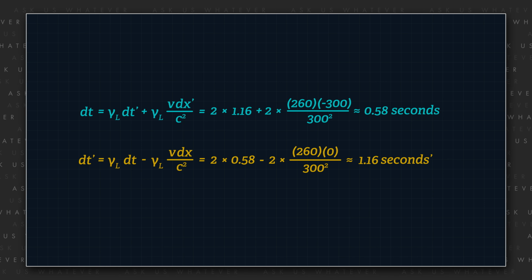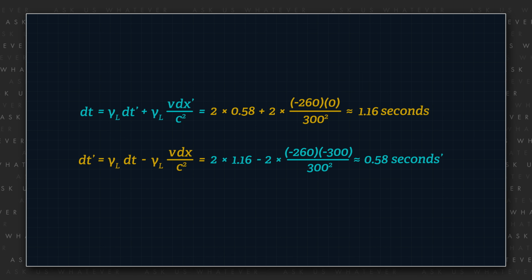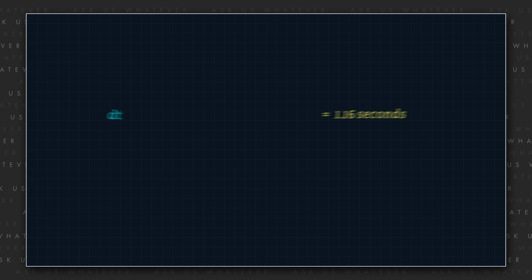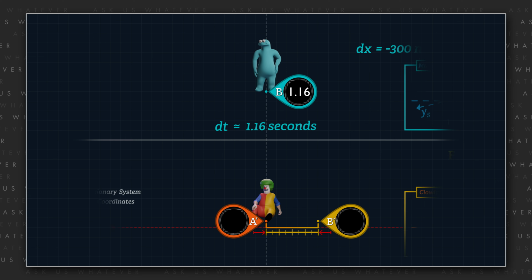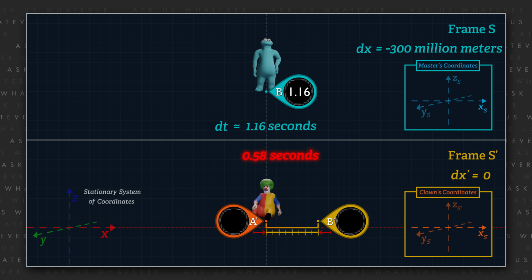The Lorentz formulas for dt and dt prime have swapped their inputs and outputs as well. We see that the frame S clocks now yield a dt value of 1.16 seconds instead of the original value of 0.58 seconds.